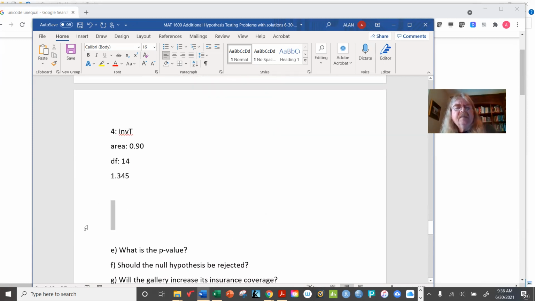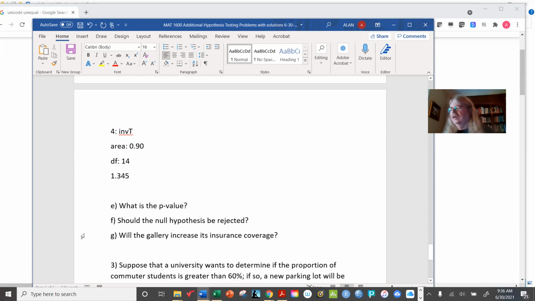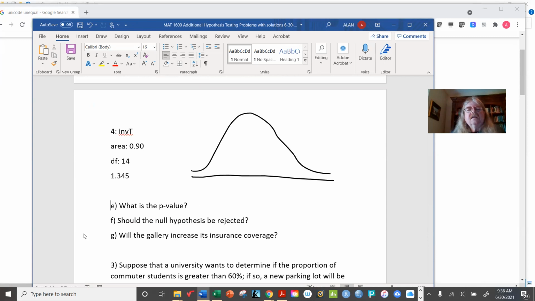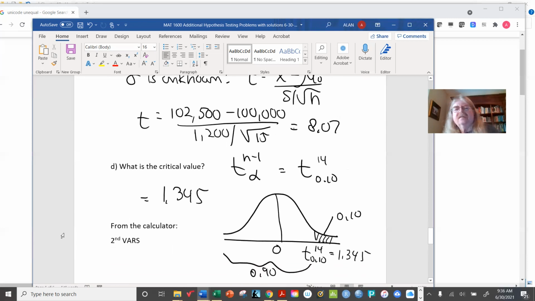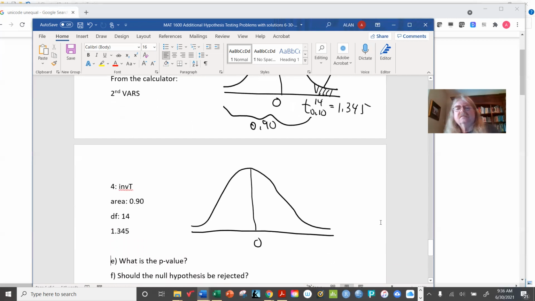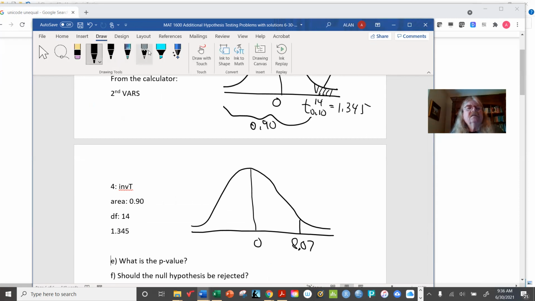Now, what that means though, well, the p-value then is going to be crazy small. The test statistic, as we saw, is 8.07. Now, what the p-value represents is the area to the right of that. Since this is a right-tailed test, the p-value is everything up here.